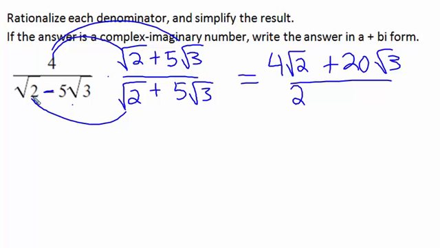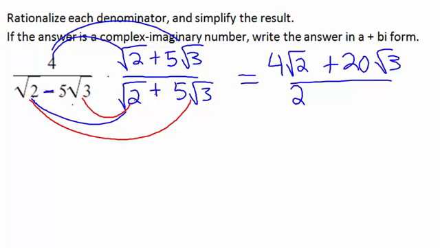The next two terms are going to be opposites. That's why we use the conjugate. Notice this loop will be a positive 5 square root of 6, and this loop will be a negative 5 square root of 6. Those two will cancel out.